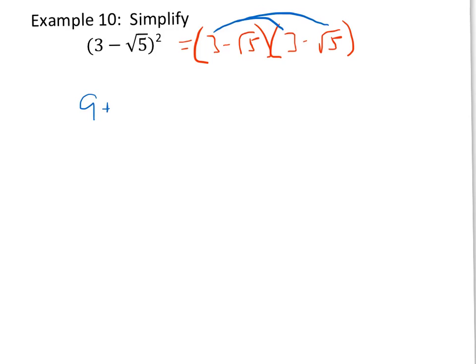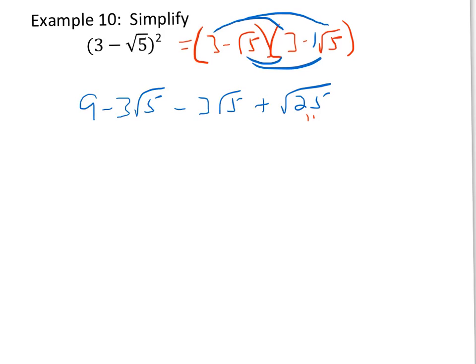Outside gives us a negative 3 root 5, because this is a negative 1 in front. Inside, you get a negative 3 root 5. And last, which gives you a positive root 25. All right, so we look at our radicals, make sure that they are simplified. Root 5s are good, but root 25 is 5.